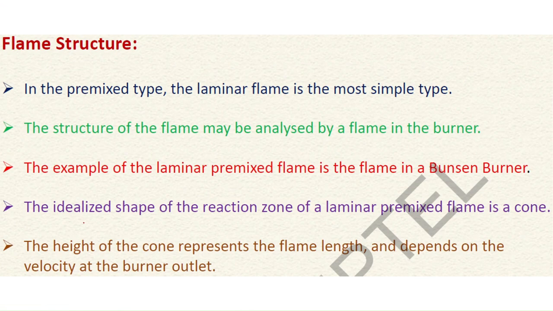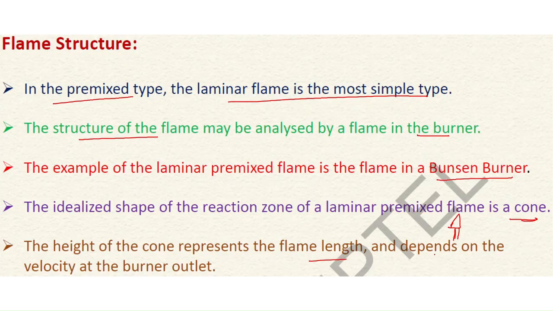Coming on to the flame structure. In the premixed type, the laminar flame is the simplest type. The structure of the flame can be analyzed by a flame in a burner. The simplest example is the Bunsen burner that you would have seen in your chemical labs. The idealized shape of the reaction zone of a laminar premixed flame is a cone. It is basically a cone type structure that is the ideal structure for a flame. The height of the cone represents the flame length and depends on the velocity of the outlet.